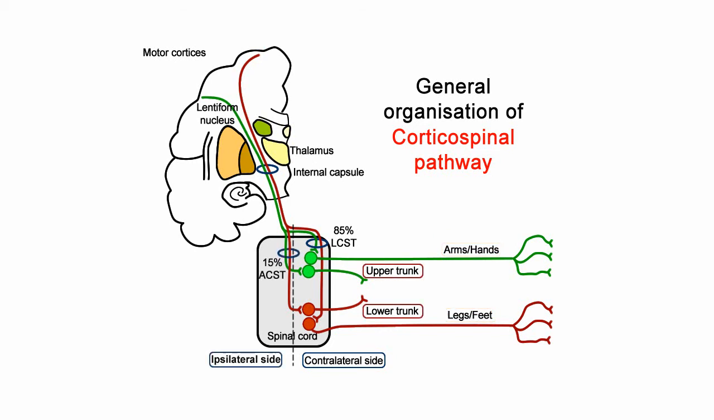The remaining 15% of fibres descend on the ipsilateral side of the spinal cord as the anterior corticospinal tract, the ACST. These fibres decussate in the spinal cord and innervate the axial muscles of the trunk, and so are responsible for posture and balance, although there is some innervation of the proximal muscles of the limbs. These fibres contribute to the coarse control of limb movement.